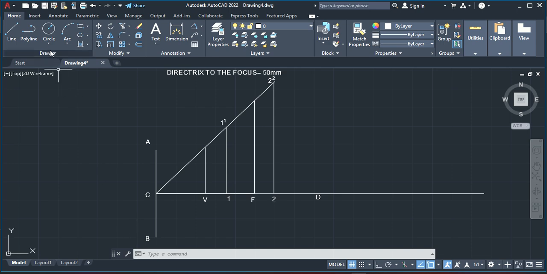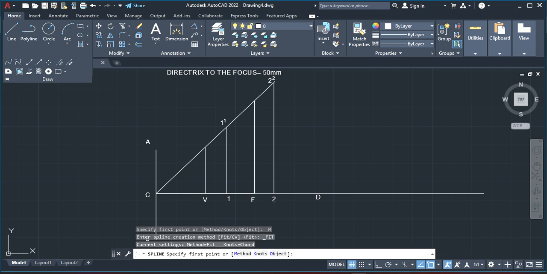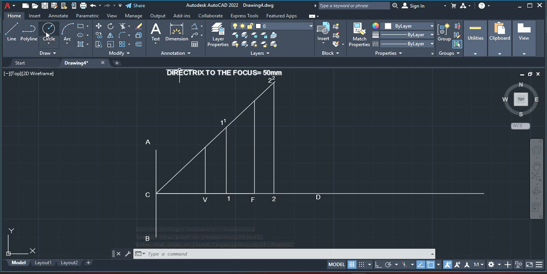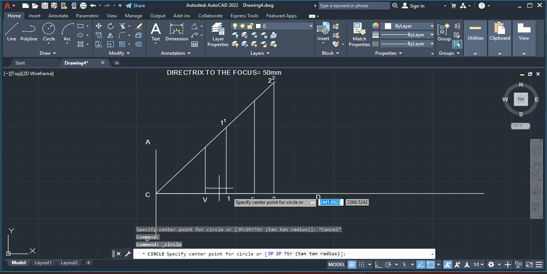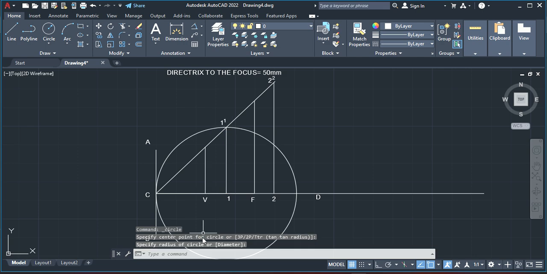Now use the curve, that is spline fit. Use this curve, then select the vertex, the first point. Then we have to use some certain points here. Okay, so that is a step we have missed here. Now select the circle. Before making the curves, select a circle, take 1 and 1 dash as the radius and draw a circle.